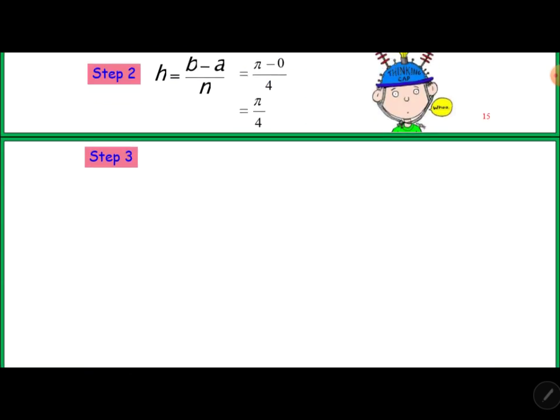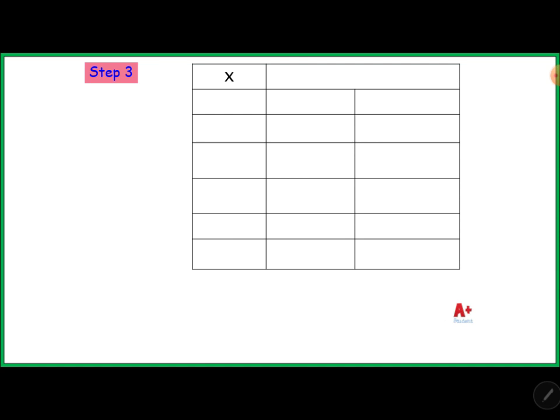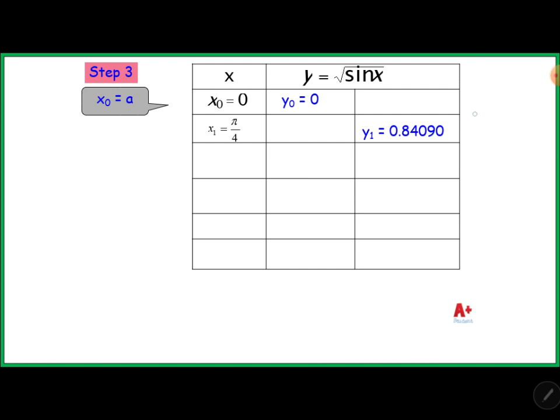Okay, now to put into the table, we have y equal to square root of sine x, and then list down all the x. So x0 starting from 0, and then calculate the y. We have square root of sine 0, which is equal to 0. And then x1 should be 0 plus pi over 4, and then y1 should be in the second column. Don't forget the mode must be in radian mode. So it's square root of sine pi over 4.